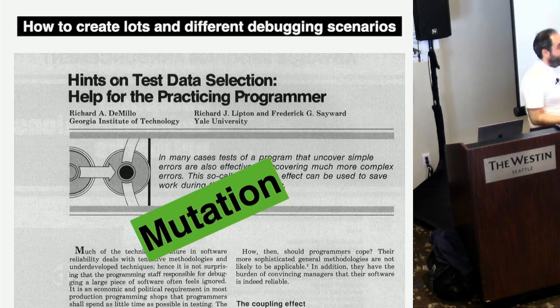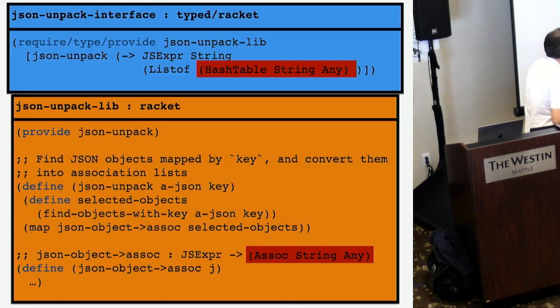This is not the setting that we are in, because we want to introduce type-level mistakes. Like this one, for instance, where somewhere inside the implementation, this function is returning an association list, and instead, we have an annotation that says that the function returns a hash.